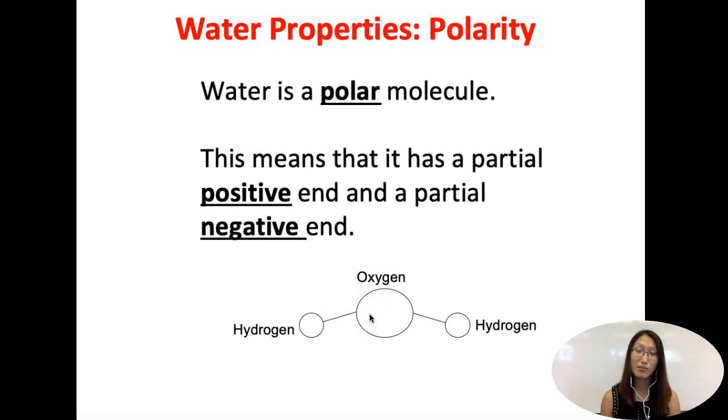This means that it has a partial positive and a partial negative end. Again, hydrogen will always have a partial positive because it's not very electronegative, and oxygen will always have a partial negative when it's bonded to hydrogen because it's so electronegative, okay? Remember the dog fights? This will be the big dog, and the hydrogen will be the little dog.